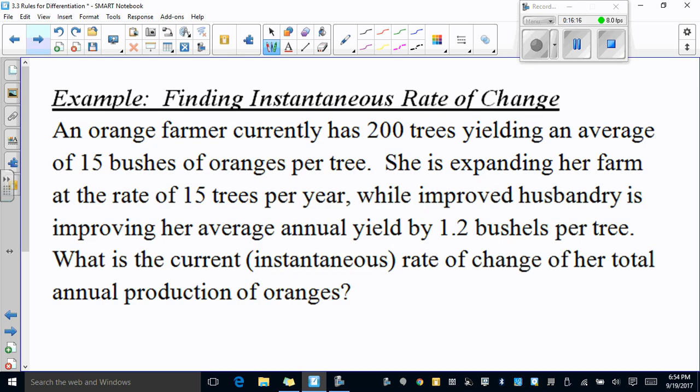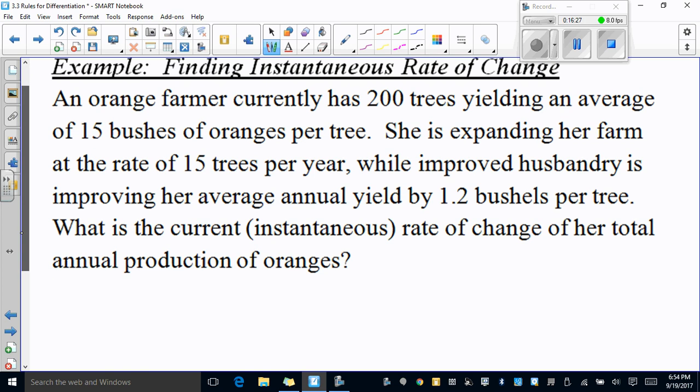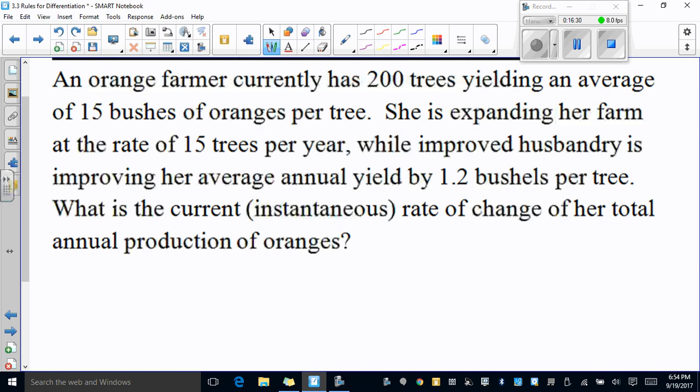Okay, so let's do a little application problem. We may only do one of the two, and I'll just have you guys do the other one, see how you do. I'll give you the answer. So we have an orange farmer who currently has 200 trees yielding an average of 15 bushels of oranges. So we got 200 trees, 15 bushels of oranges per tree. She's expanded her farm at a rate of 15 trees per year. So notice it's a rate of change, 15 per year, while improved husbandry is improving her average yield by 1.2 bushels. What is the current instantaneous rate of change for her total annual production?